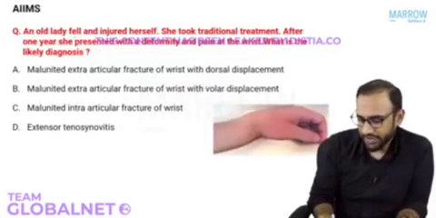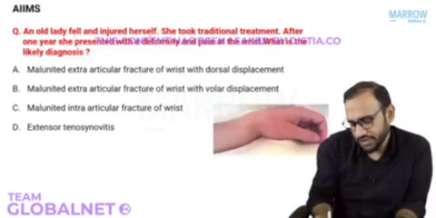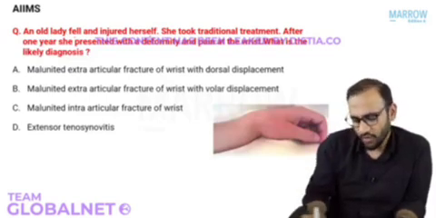Next, an old lady fell and injured herself. She took traditional treatment. After 1 year, she presented with a deformity and pain at the wrist. What is the likely diagnosis?